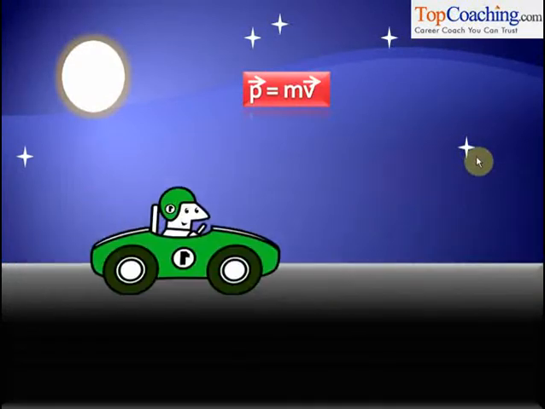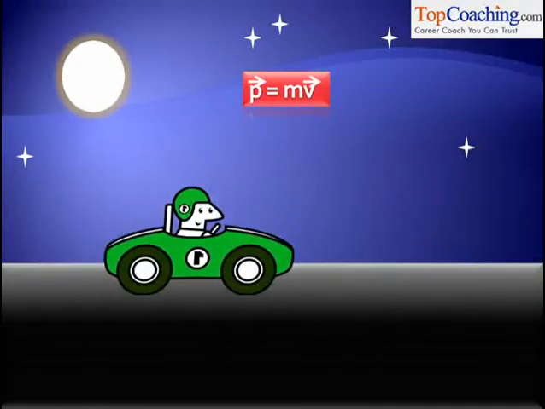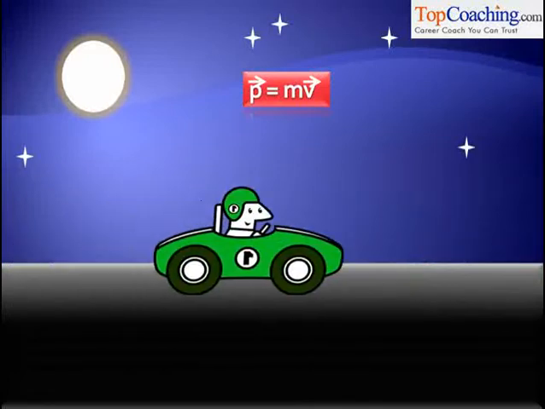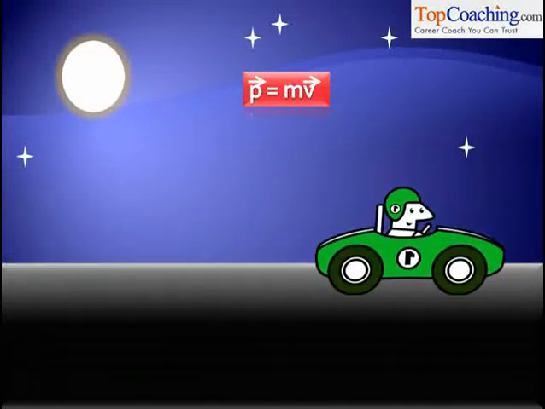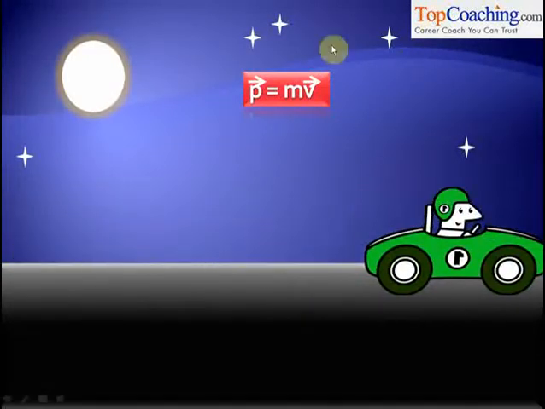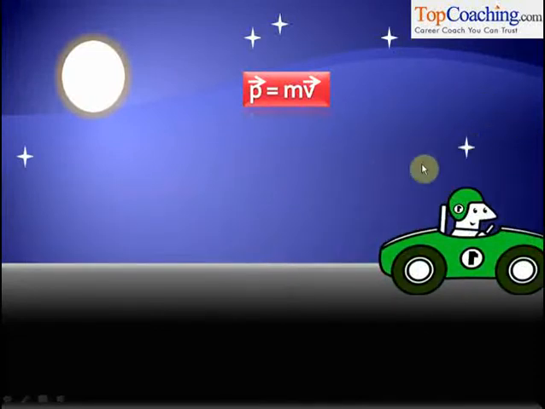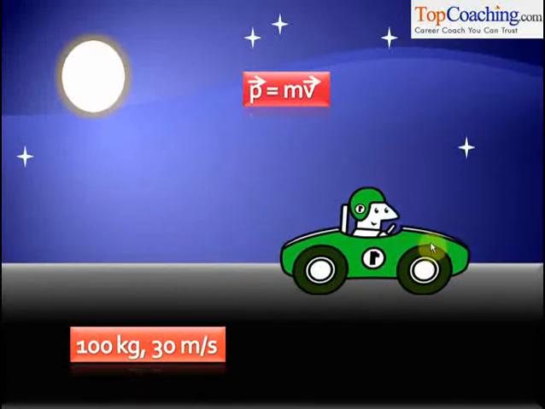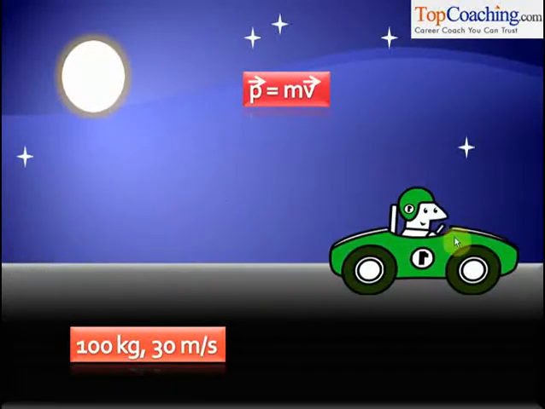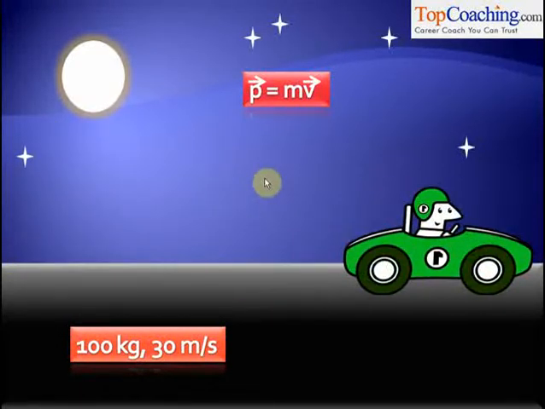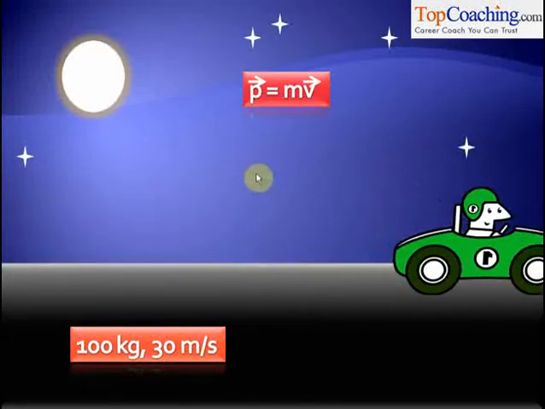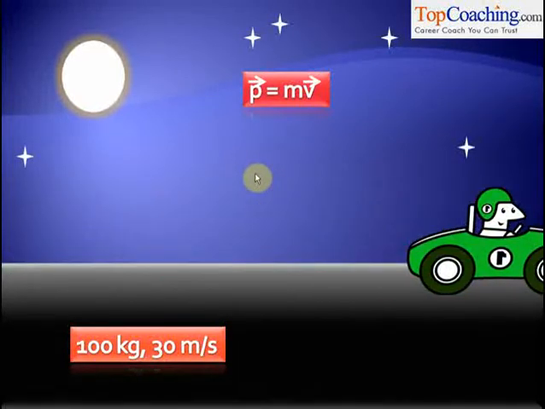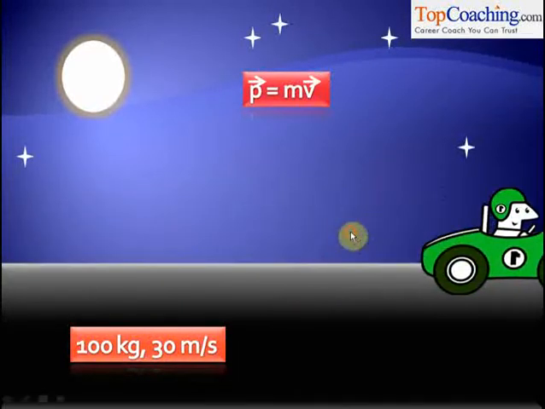There you go. Linear momentum is mass into velocity. Linear momentum is a vector quantity, as velocity is a vector quantity. It is represented by the symbol P. P equal to mv. So, if the mass of this car is 100 kg and it's moving with a velocity of 30 meters per second, in that case, the linear momentum of the car is 100 into 30. That is 3000 kg meter per second.